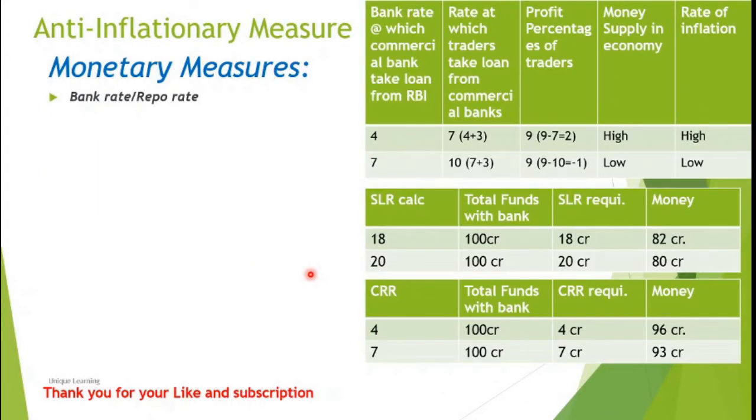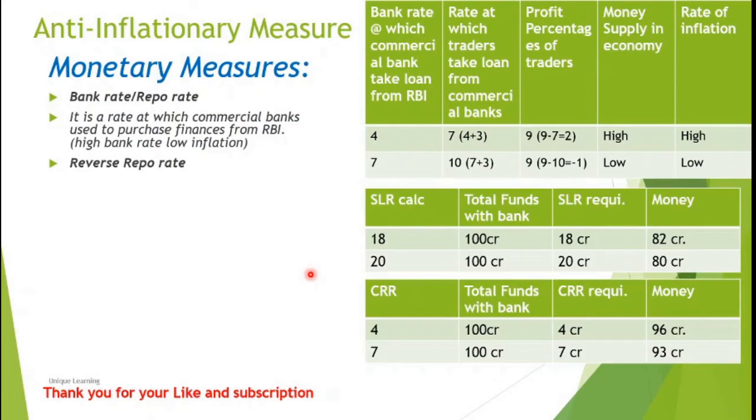Moving on to the next point, that is anti-inflationary measures. Now let us understand these anti-inflationary measures one by one. First point is the bank rate, which is also known as the repo rate. It is the rate at which commercial banks purchase finance from the RBI. As we know, commercial banks provide finance to the traders, but in case of insufficient balance, they purchase finance from the RBI. So the rate at which the RBI provides finance to commercial banks is known as the bank rate or repo rate.